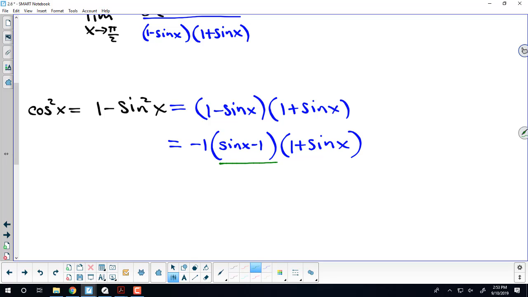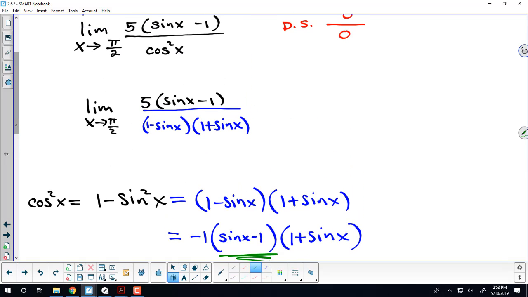Now, this factor and the factor in the numerator are the same. And so what we're left with on the bottom is negative 1 times 1 plus sine x. Again, if you're looking at it this way, you've got to be careful that these factors cross out, but since they're opposites, it's not 1, it's negative 1. Whether we put the negative 1 in the bottom or the top, it doesn't matter. Let's just say we have negative 5 over 1 plus sine x.